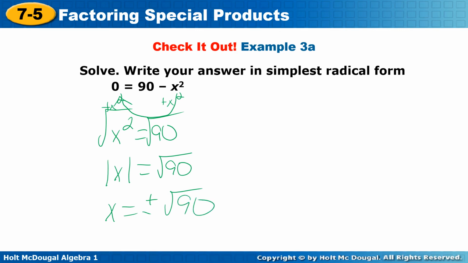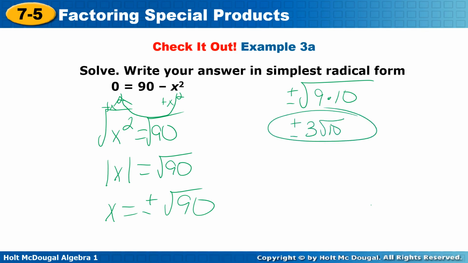But 90 can be simplified. So let's break it down to its perfect squares. The largest perfect square that's going to go into 90 will be 9. We could break it up into 9 times 10, square root of 9 times 10. Don't forget, it's positive and negative. So 10 can't be simplified any further, but the square root of 9 is 3. We have positive and negative 3 root 10. 10 can be broken into 2 and 5, but neither of those are perfect squares.